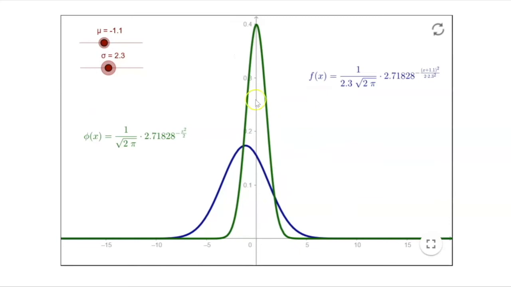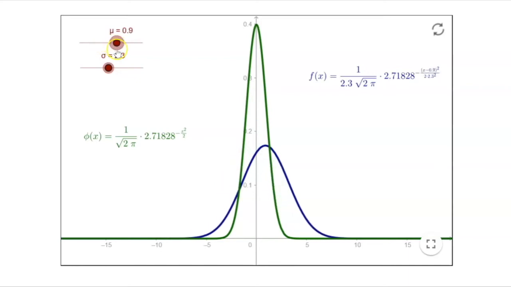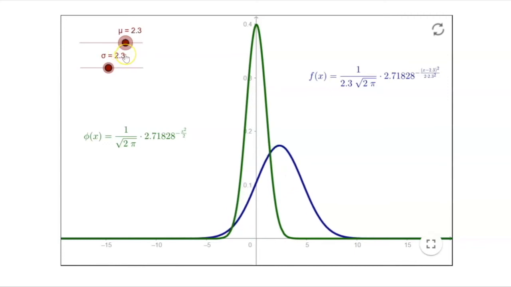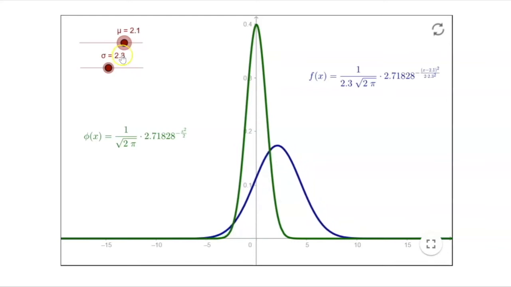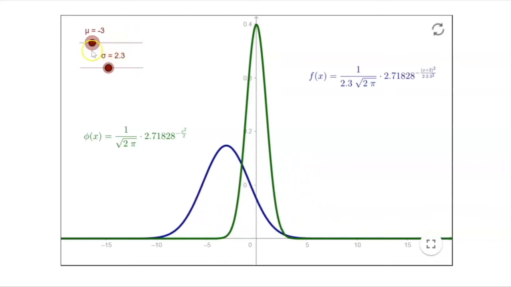We could look at this a little bit if we use GeoGebra, and here, if we look at the blue graph and we change the mean, as we change the mean, the curve just slides along, staying the same height, so it's just a translation of the curve. Let's see what happens if we increase the standard deviation.